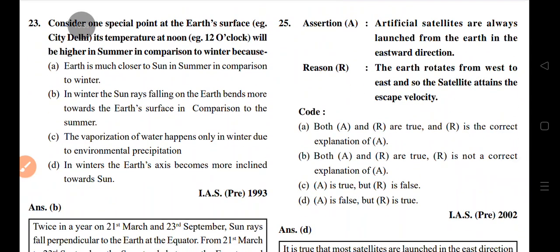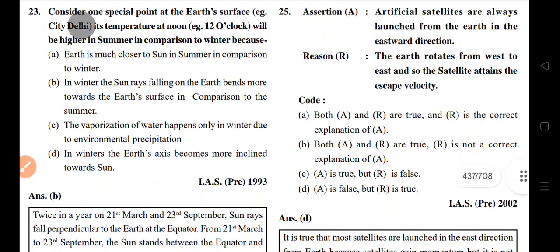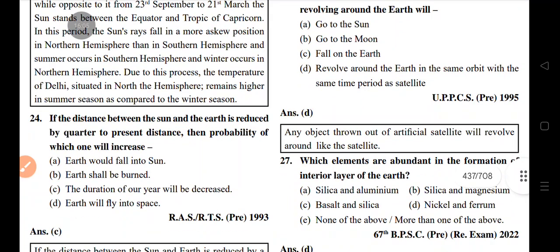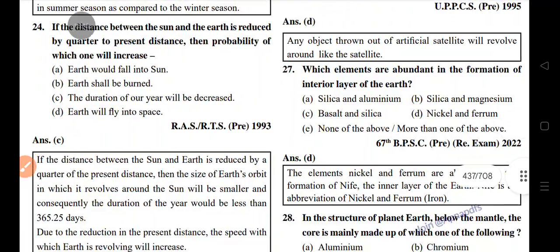In winter, Sun's rays falling on the Earth bend more towards the Earth's surface in comparison to summer. If the distance between Sun and Earth is reduced by a quarter of the present distance, then the duration of 1 year will decrease.